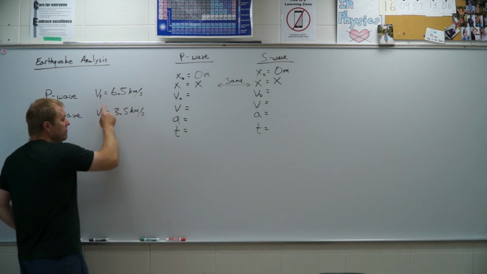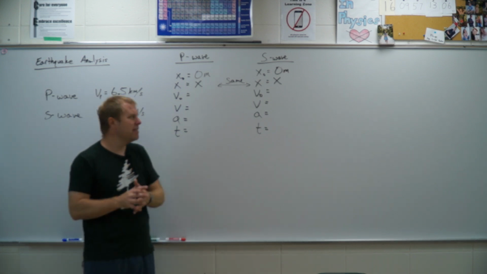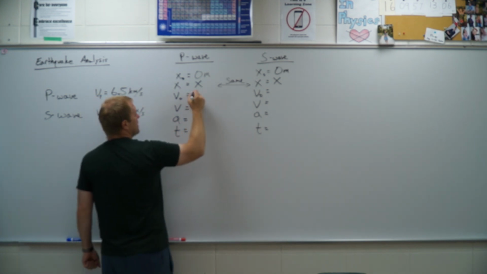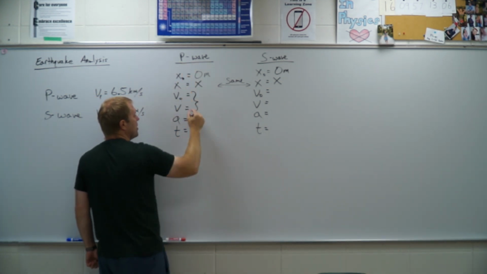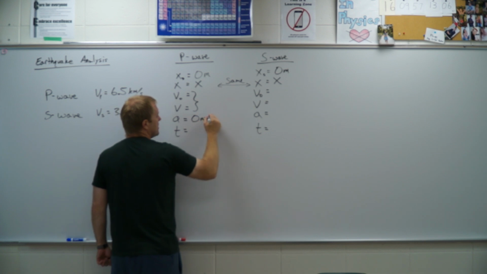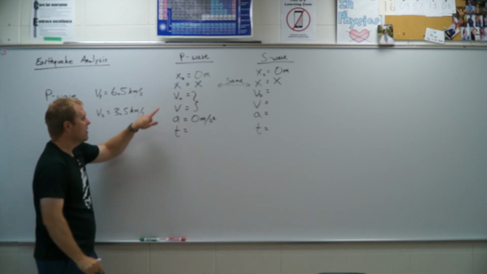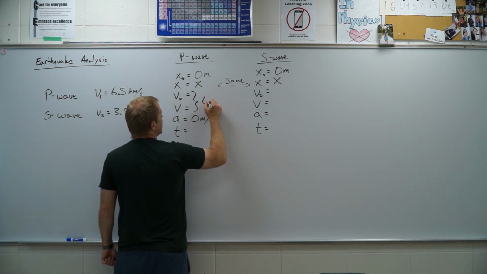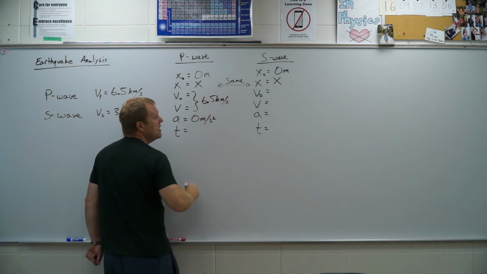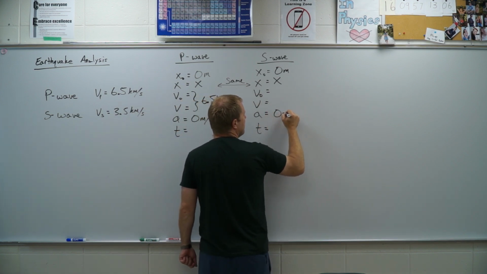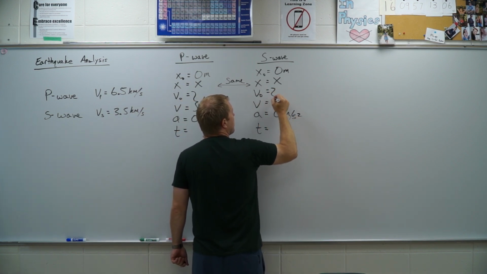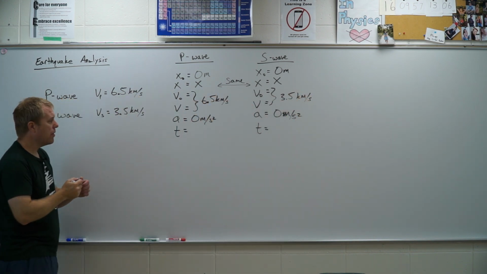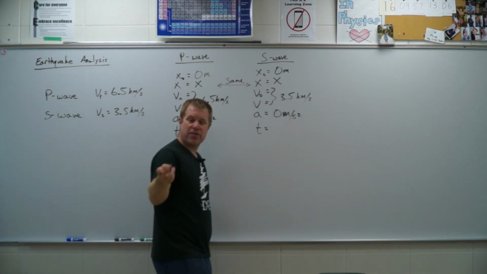Now, we are going to assume that these are traveling through relatively consistent materials and those speeds stay the same. That's a pretty big assumption, but we're going to go with it. So the primary wave is not speeding up or slowing down. It's not accelerating. So that tells me that the speed is not changing. So the start and the end velocities will be the same. And so this is our 6.5 kilometers per second. Same thing happening over here for the S wave, moving at 3.5 kilometers per second.